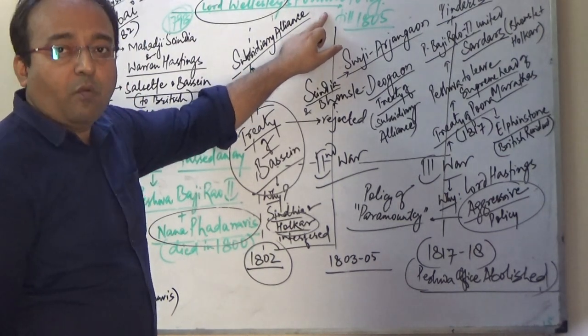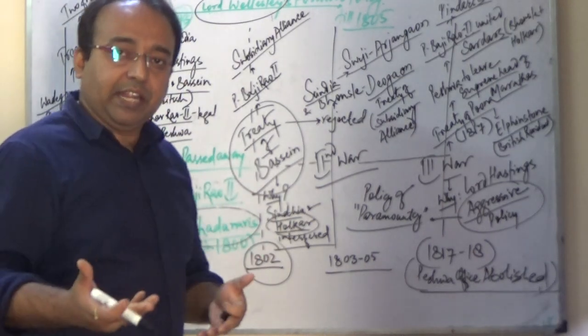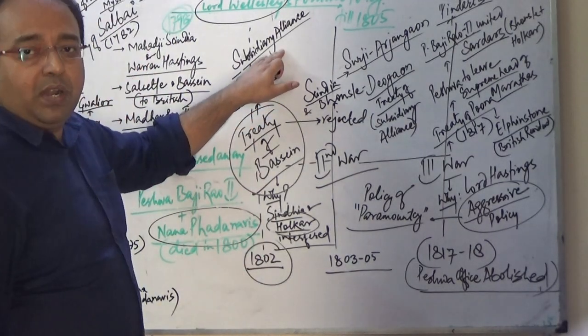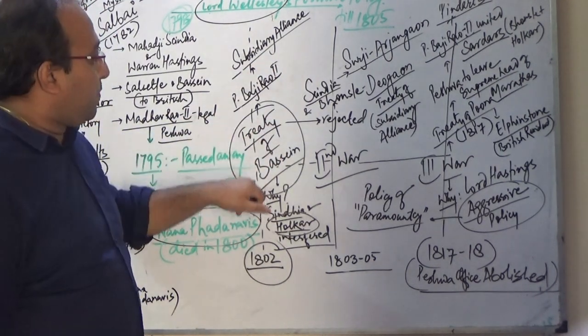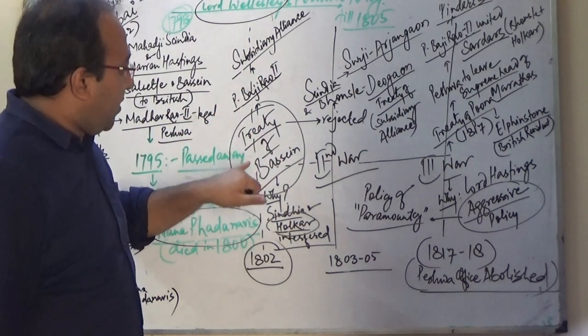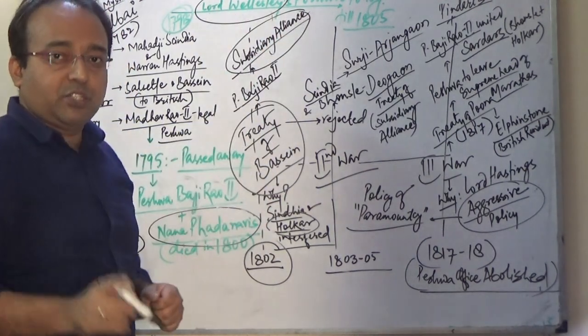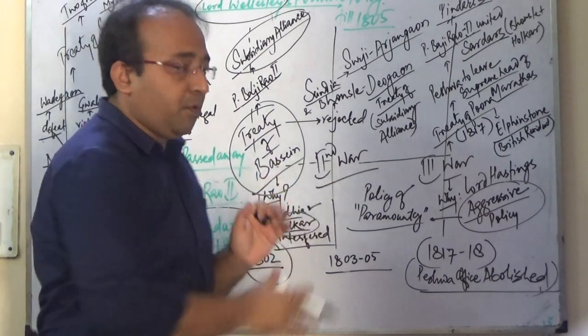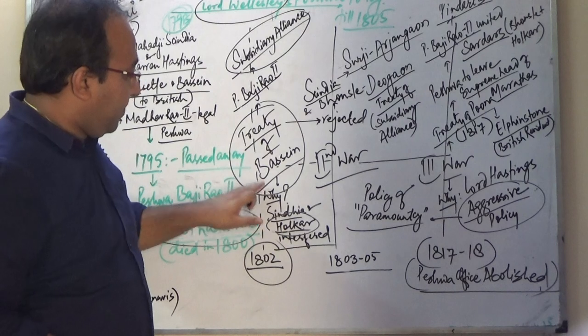So under the forward policy, they wanted to acquire more and more territories, either directly or indirectly. In that way, subsidiary alliance was also pushed forward for the Marathas in this particular Treaty of Bassein. The Treaty of Bassein was instrumental in the context of subsidiary alliance. We'll discuss subsidiary alliance after completing this segment. So what was done? Subsidiary alliance was signed again here in 1802.